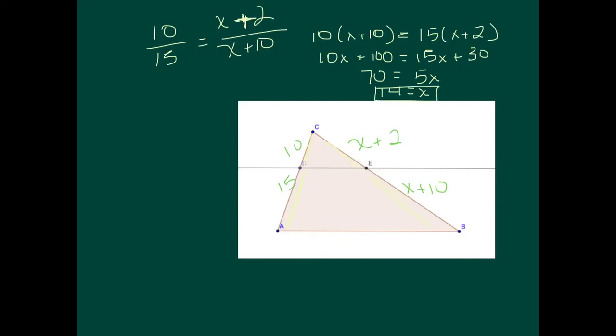So in this case, x equals 14, and then I might be asked in a problem to plug that back in, which means that this side length would really be 14 plus 2, or 16, and this side down here would be 14 plus 10, which would be 24. So then I could solve for the whole side lengths if I wanted as well.